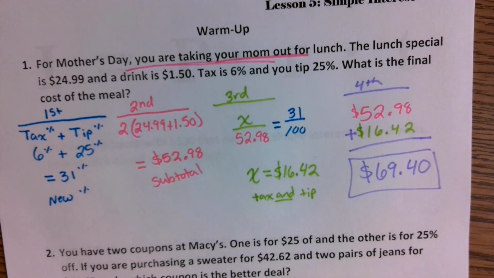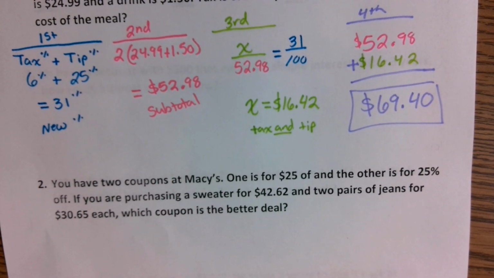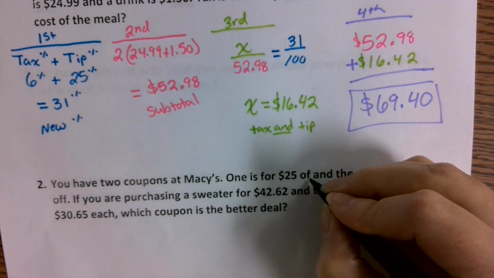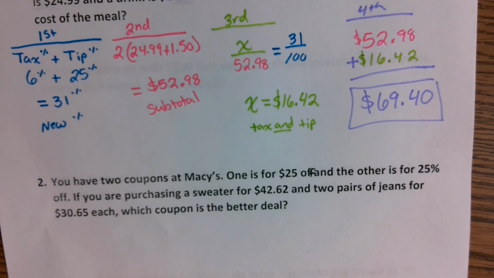All right, for problem number 2, you have 2 coupons at Macy's. One is for $25, I should say off, not of, $25 off. And the other is for 25% off. If you are purchasing a sweater for $42.62 and 2 pairs of jeans for $30.65 each, which coupon is the better deal? So we want to identify which one is going to wind up being the better deal.